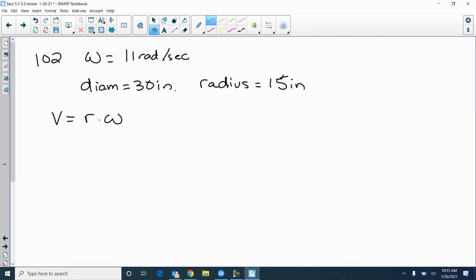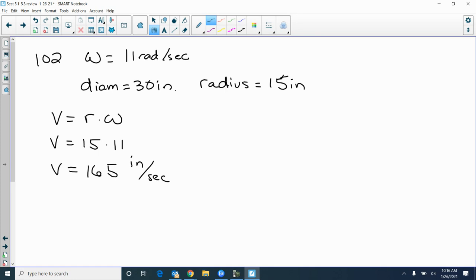So if you recognize this, V equals R times omega, this problem is super simple. Because what is the R value? R is radius. Omega is the angular speed. You multiply those together and you get 165 inches per, is it minute or second? And you're done. All right, how many people used that? Oh, okay, more than I thought. So if you didn't get it right, probably didn't use it. So that's the easy way.